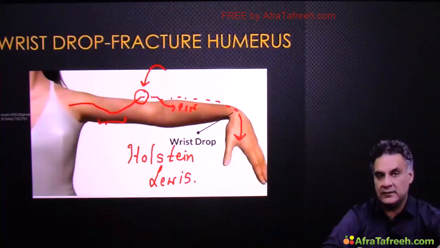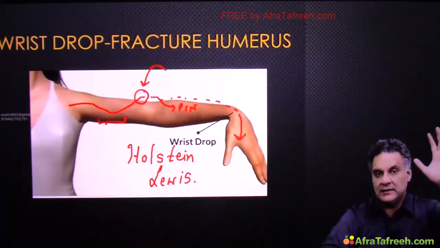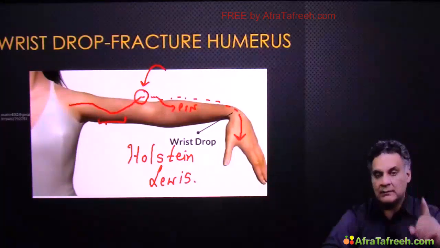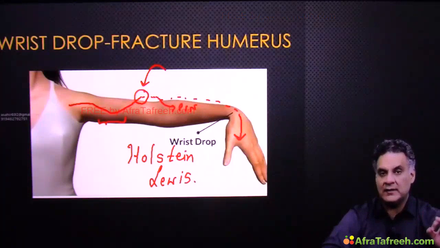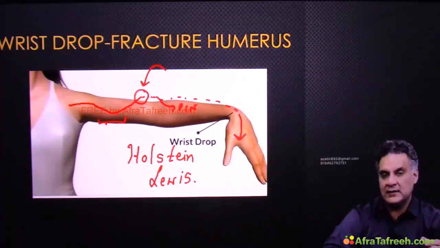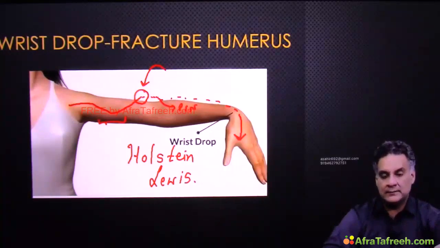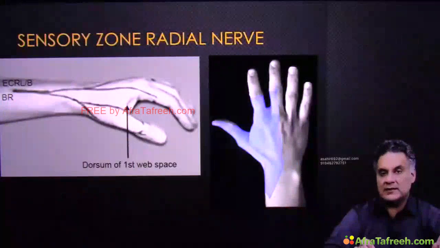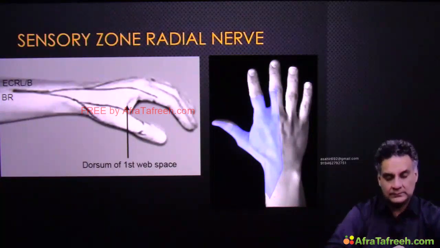Radial nerve, wrist drop. So whenever a radial nerve damage is there, there will be a wrist drop. Remember, radial nerve has the best prognosis of recovery amongst the damaged nerves. Usually in medical science, common things behave better. And then the sensory supply, remember the zone, the first web space.